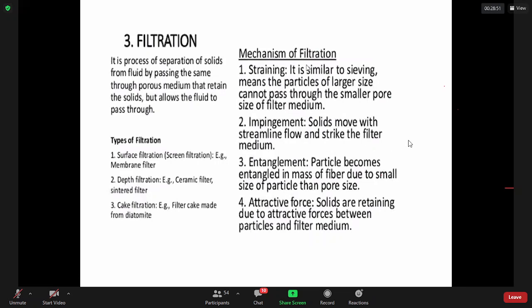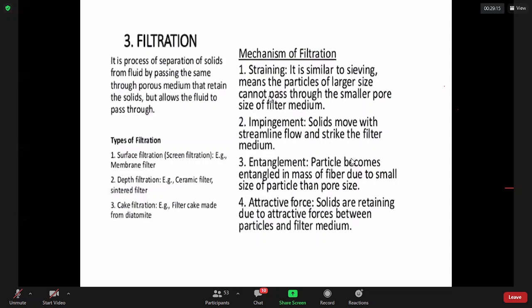very elaborate. We can strain. Through straining, it is similar to sieving. That means the particles of, so that is now sieving. Sieving, you just shake so that the big particles do not go through. The small ones do go through.